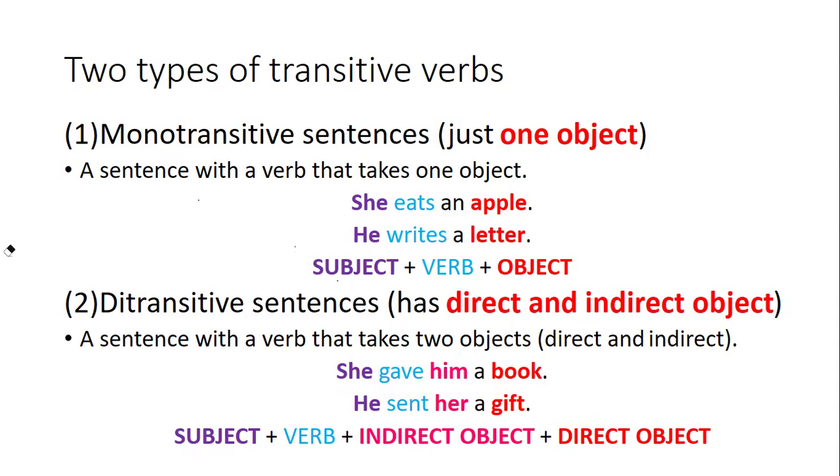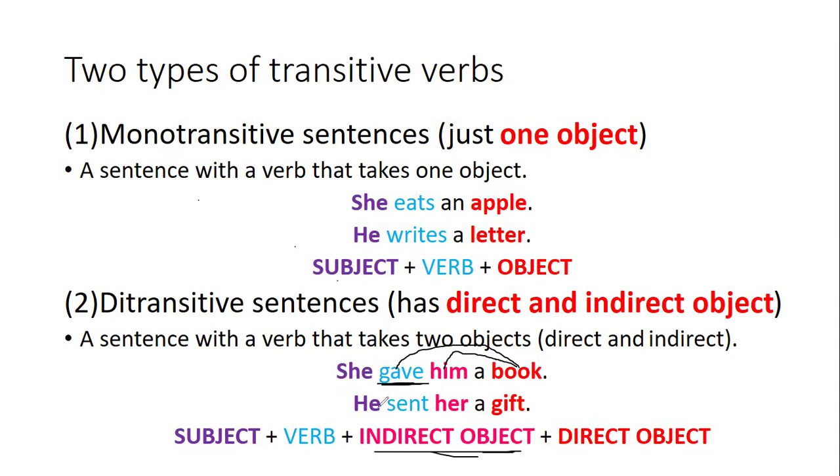She gave him a book. She gave. Gave is a verb, right? She gave what? She gave a book. So book is our direct object. And to whom did she give? She gave it to him. So him is our indirect object.